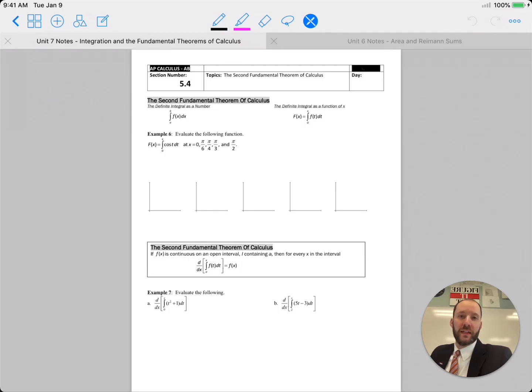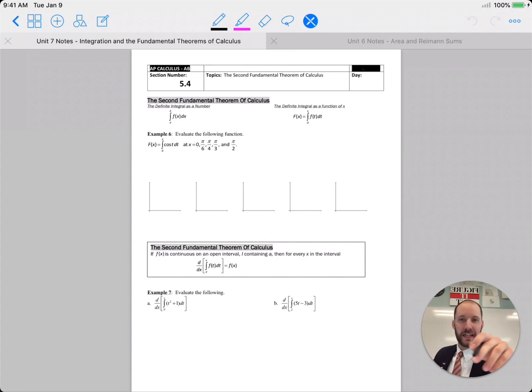Hey, today the topic is the second fundamental theorem of calculus. This corresponds with section 5.4 in our textbook. So what we looked at last section was the first fundamental theorem of calculus, where you took the general antiderivative, so you got big F of x, and then you did the upper bound minus the lower bound. So big F of b minus big F of a, and the C's would cancel out naturally.